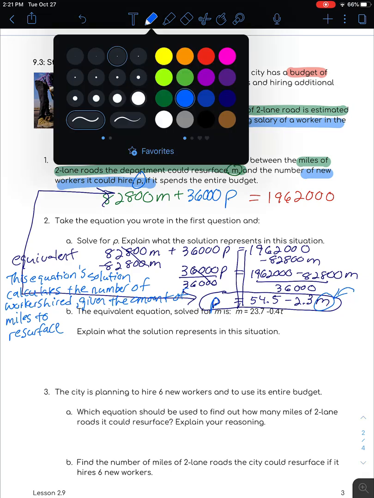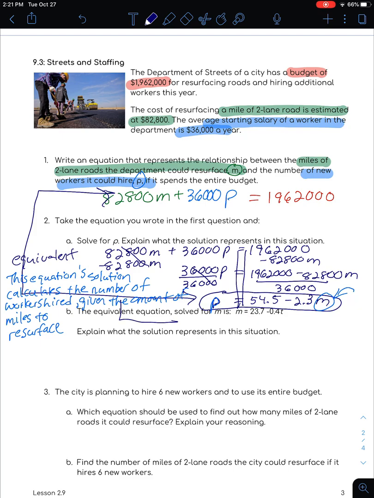Now the equivalent equation to this and the other one, so now we have a third equivalent equation, but that's already been done for us in this problem right here, solved for M is M equals 23.7 minus 0.4 T. So now we've got all three equations here. What does this solution mean?